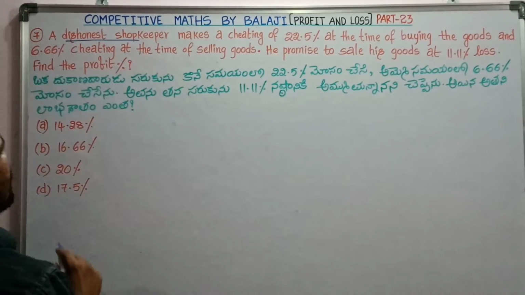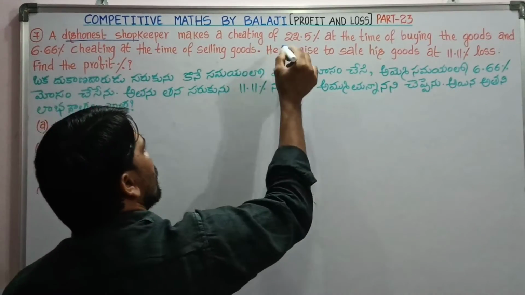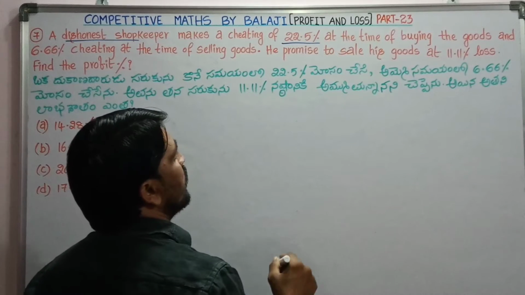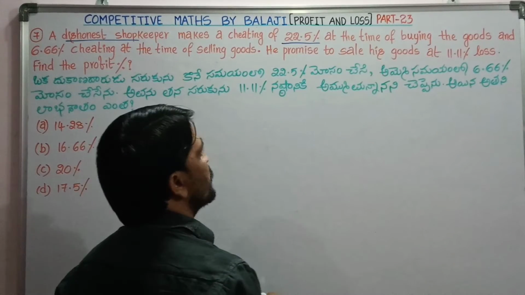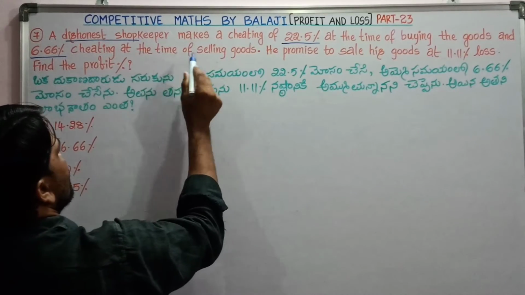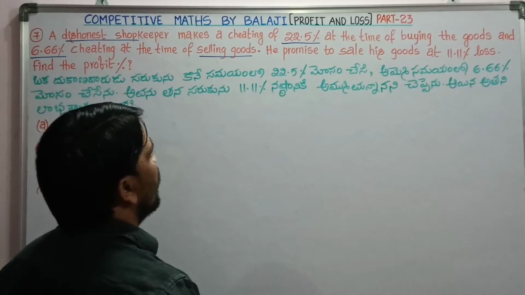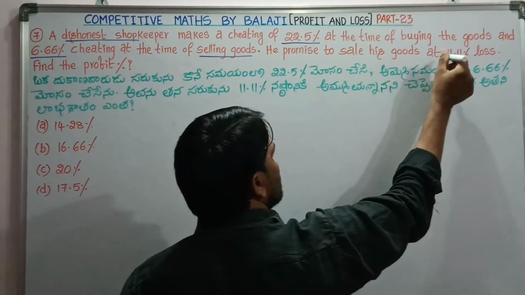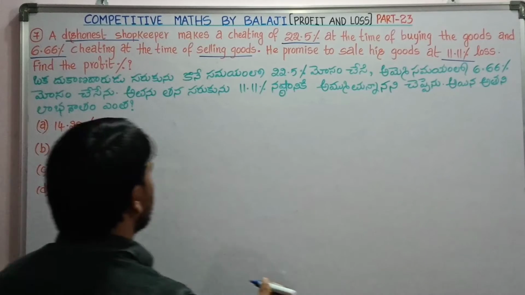A dishonest shopkeeper makes a cheating of 22.5% at the time of buying the goods and 6.66% cheating at the time of selling goods. He promised to sell his goods at 11.11% loss.